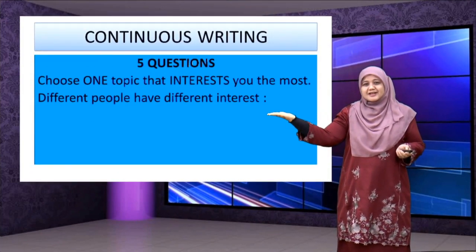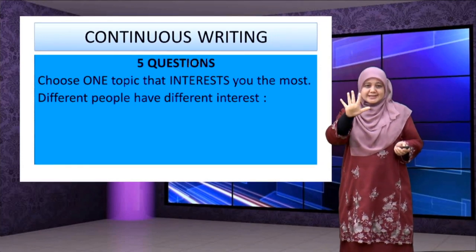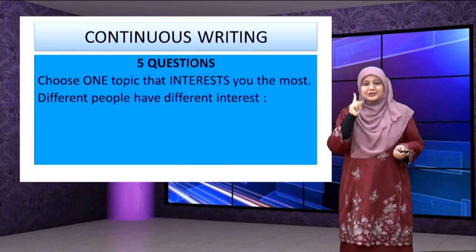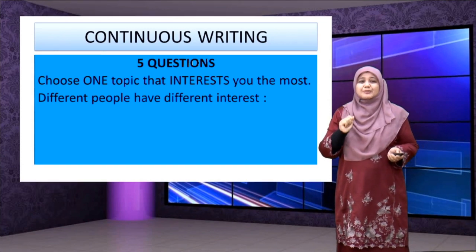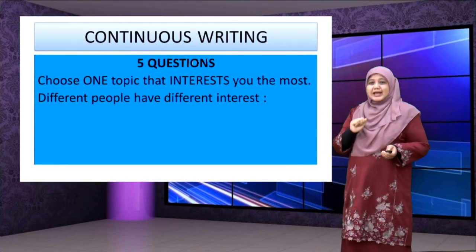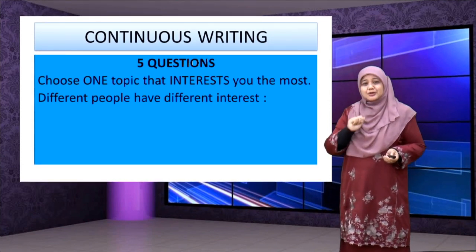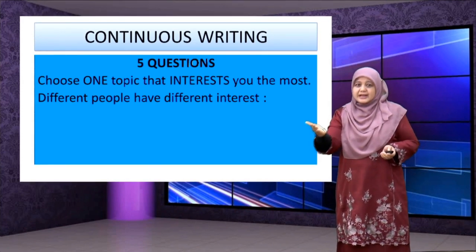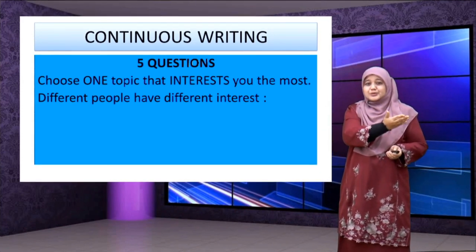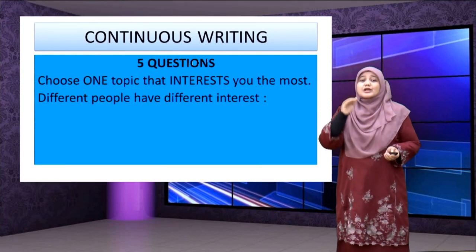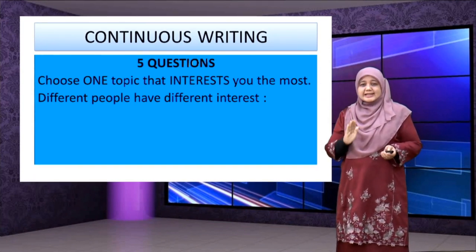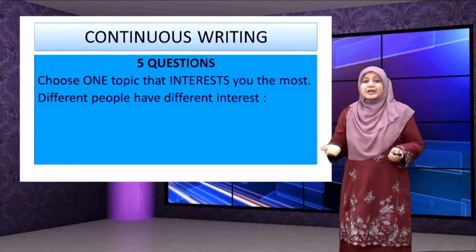That is continuous writing, 5 questions, and you need to choose only one topic that interests you the most. Different people will have different interests, so you don't have to compare what you want to write to what your friends want to write, because different people will have different abilities and different interests on what they want to write.